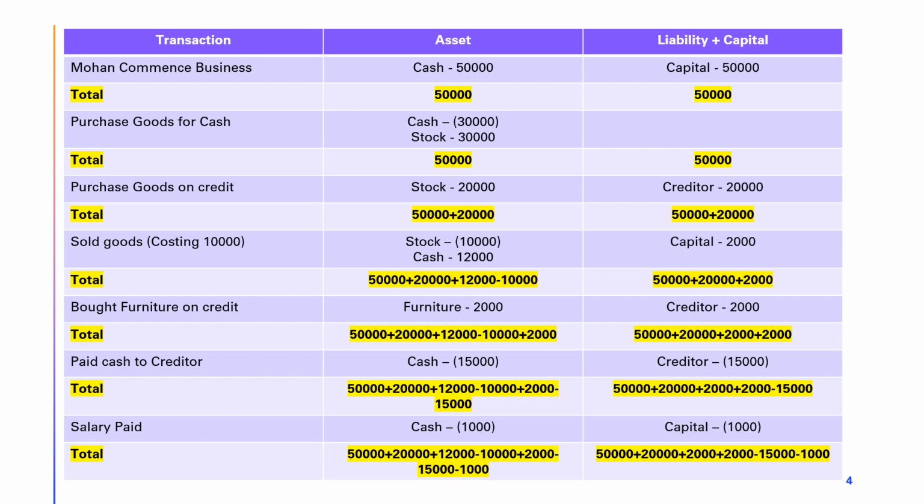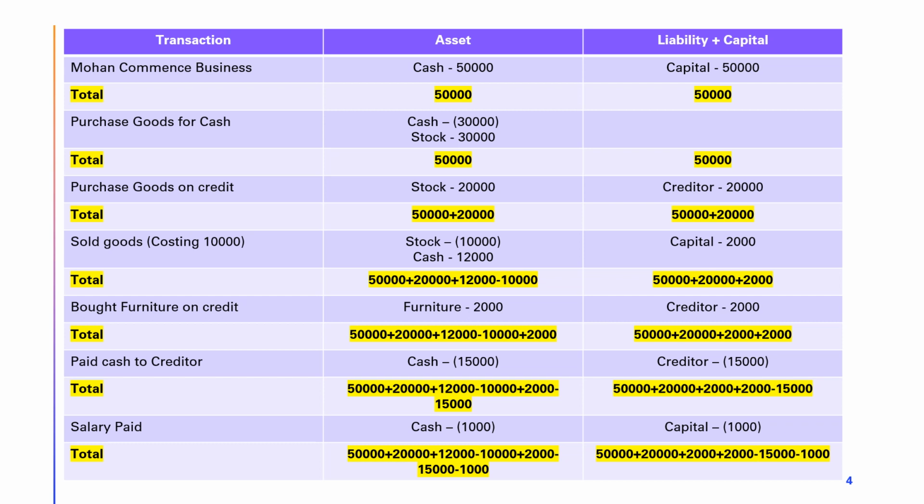Third is purchase of goods on credit. Over here, asset is increased along with liability plus capital due to addition of a new component there in the form of creditor. Hence, 20,000 would be added on both the sides.